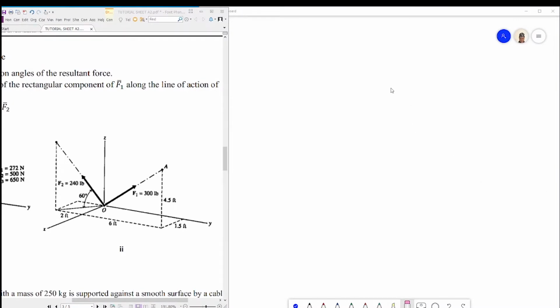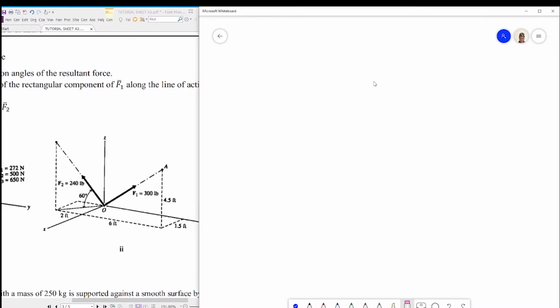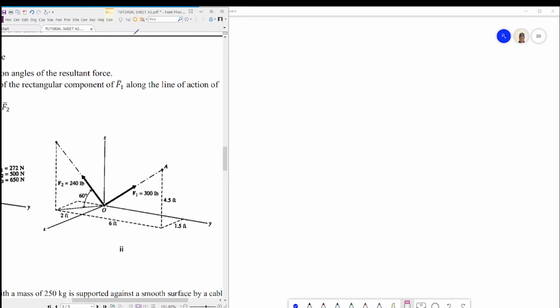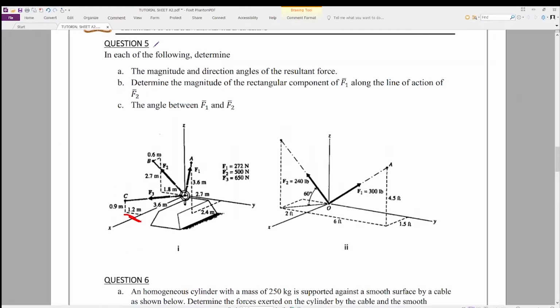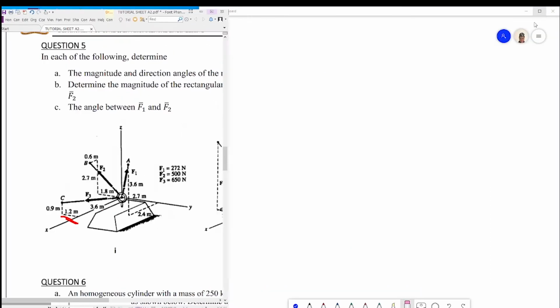Greetings, my dear students. Welcome to question number 5. Let me just confirm. Question number 5, part 2. This one is only having 2 forces as opposed to the other one which had 3 forces. So let's go ahead and solve this one.